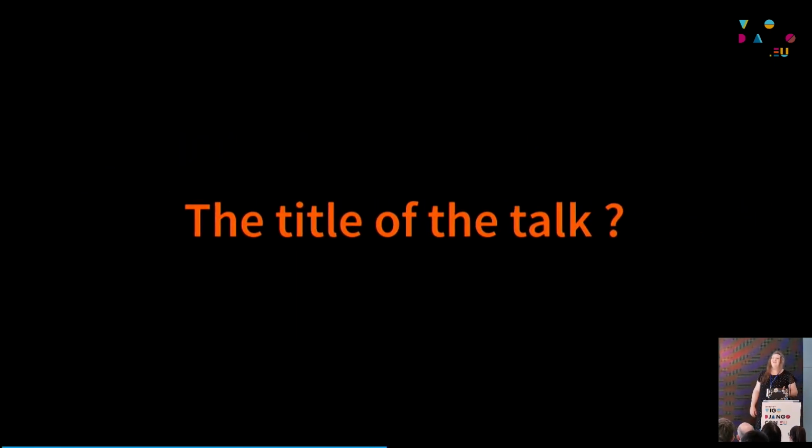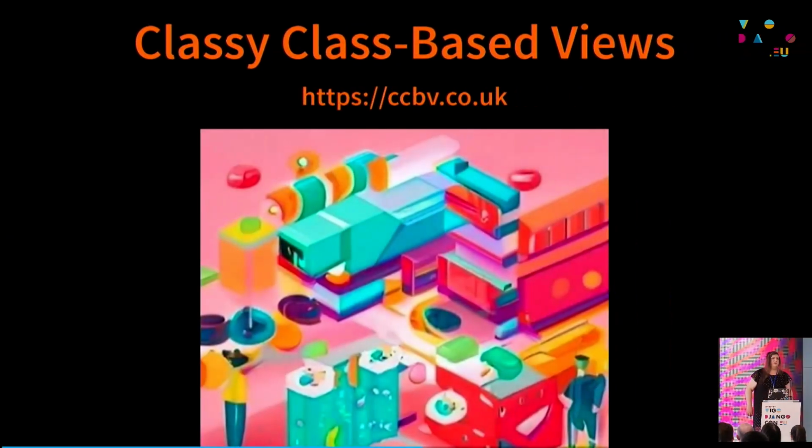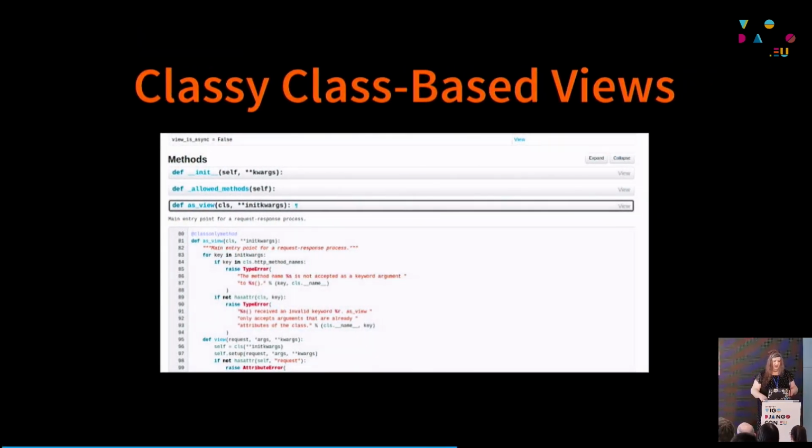But what does it really have to do with the title of the talk? I mean, the title of the talk was Classy All the Things. The title of the talk comes from this thing called Classy Class-Based Views. So for those of you who don't know what Classy Class-Based Views is, this is what some people call the second documentation website of Django. It is a website that, that is the AI-generated image. This doesn't help you. This is a screenshot, it's better.